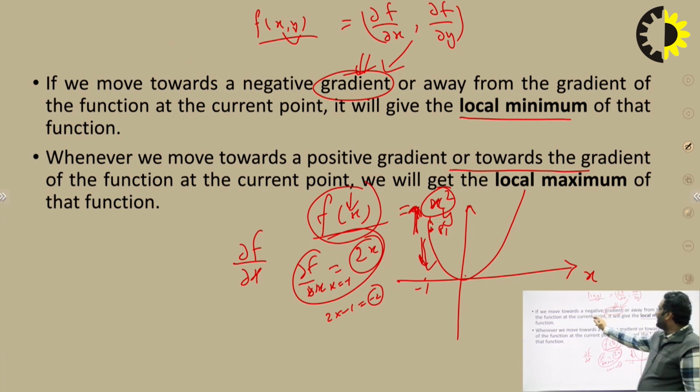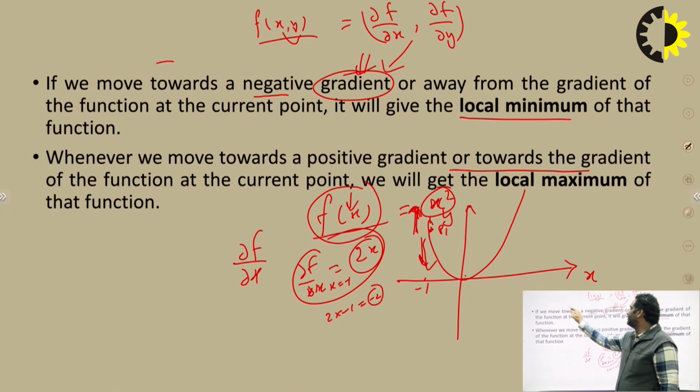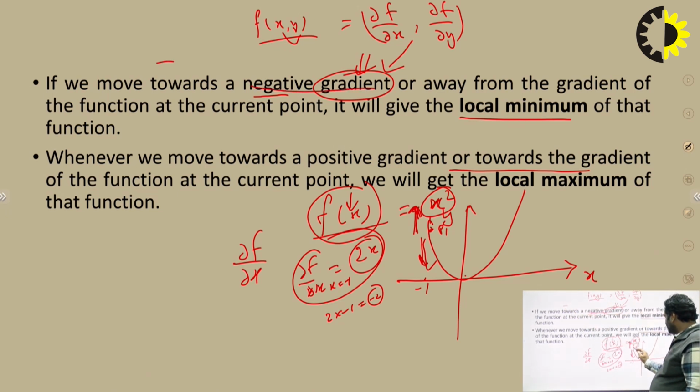If we move in the negative gradient, then at each step the value is always less than the previous value, so we will get the local minimum. Every time our gradient must be less than the previous gradient. So we will move in the downward direction, and hence we can find the minimum value.